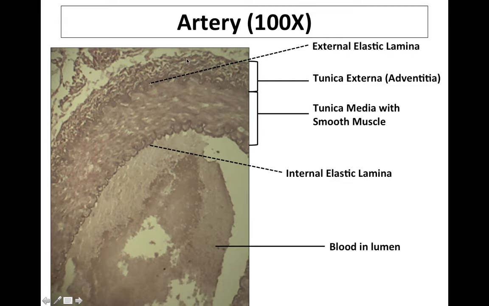Tunica externa is this whole layer right here. Here's all your smooth muscle, your nice big thick tunica media, and then this is your internal elastic lamina. The tunica interna is pretty difficult to see, but this internal elastic lamina soaks up a lot of stain. A lot of people will confuse this for the tunica intima, so just be careful with that.